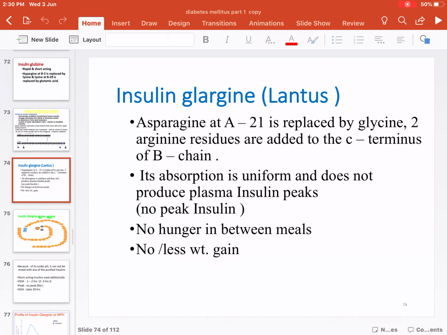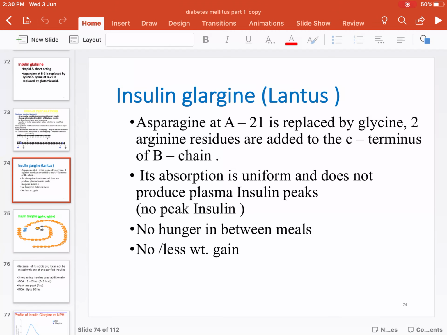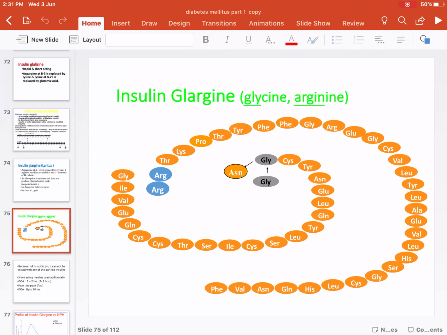Coming back to glargine. Glargine is a long-acting preparation. Here, what are we doing? A21 is replaced by glycine, and 2 arginine residues are added onto the C terminus of the B chain. Here, asparagine is replaced by glycine. This is in the A chain. In the B chain, at the terminus, there are two molecules of arginine which are added.